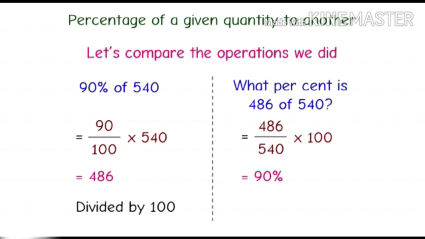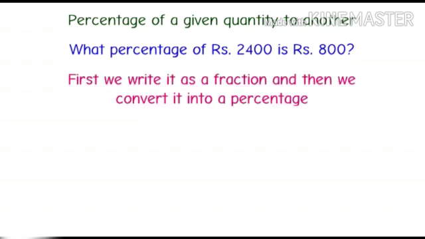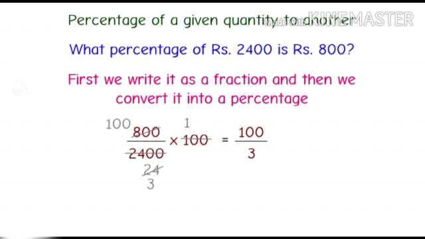What percentage of rupees 2400 is rupees 800? We write it as a fraction and then we convert it into a percentage. 800 upon 2400 into 100. So, see the cancellation. Therefore, rupees 800 is 33.33%.